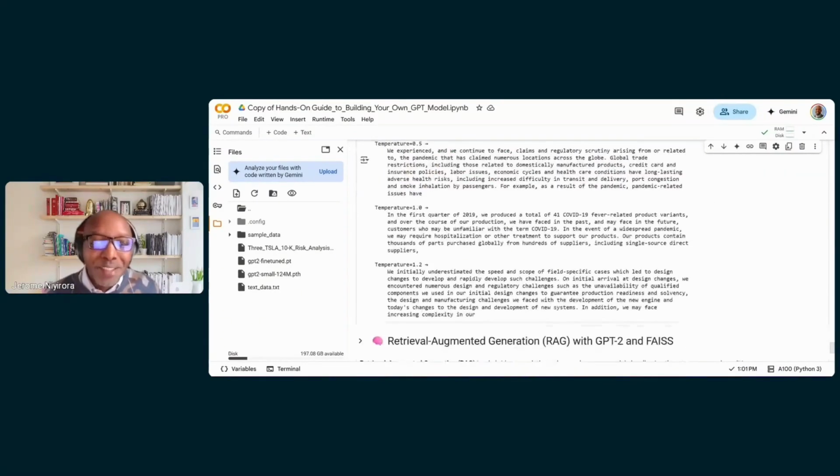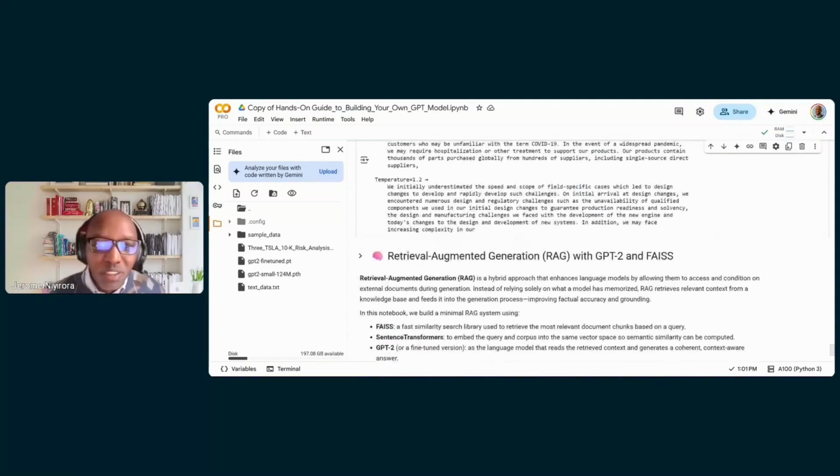And then when you go to a temperature of 1, it's in the first quarter of 2019, we produce a total of this. It starts to not quite make sense here. But then as you read, things start to make a little bit of sense as you go. And when you get a chance, you can read through these responses a little bit later.